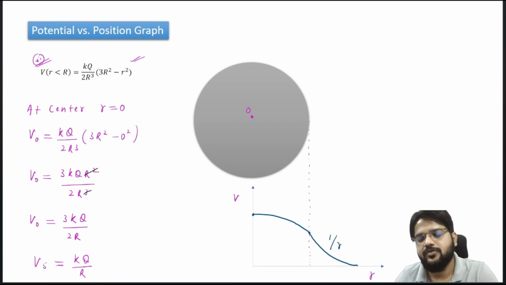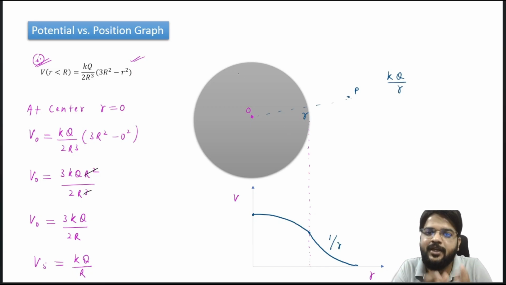So here potential is decreasing hyperbolically. Why? Because if the point is present outside the solid non-conductor, then we will use this formula kq by r, correct? And this r is the distance between that point and the center. So here we are assuming all charges are present at the center, correct?